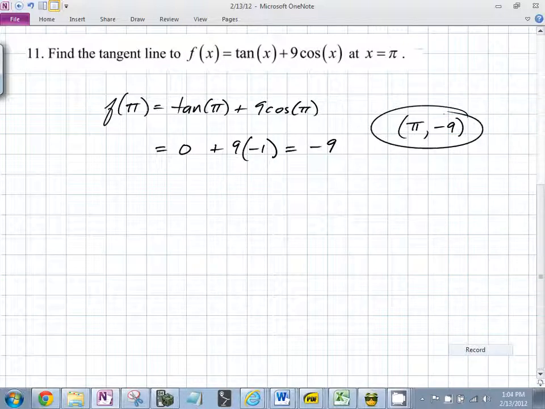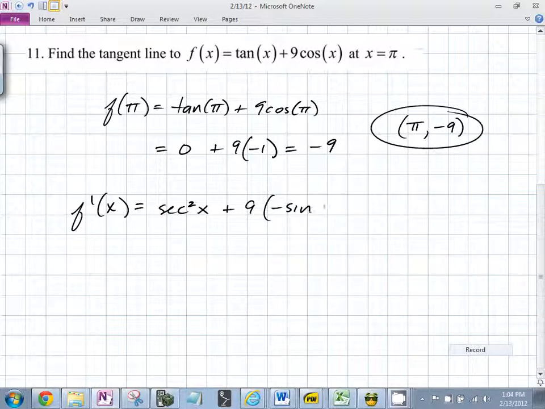Now what do we need? The slope. We're going to find the slope by first finding the derivative. So f prime of x is going to be equal to, what's the derivative of tangent? Secant squared. Plus 9 times what? Negative sine x.